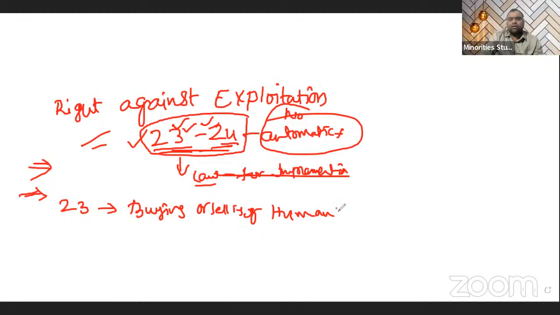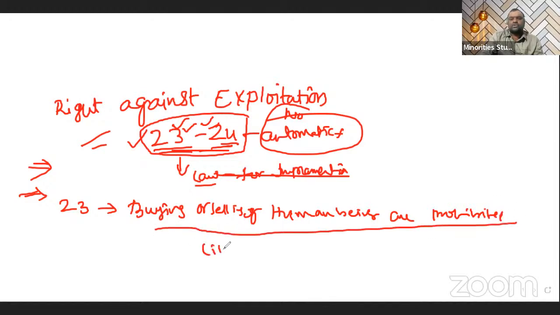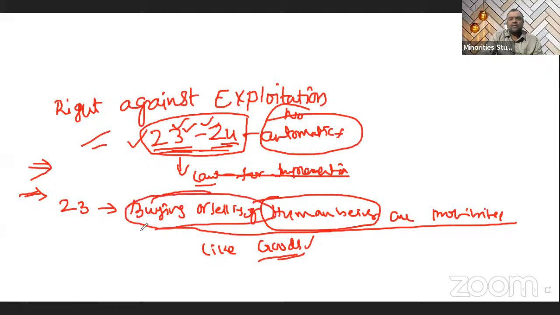So what does it mean? Prohibition of buying or selling any human beings like goods. This is called exploitation. Why are human beings bought or sold? Particularly when women are bought and sold, it is nothing but the flesh trade, nothing but prostitution. Many women are sold to agents, and to different persons, for prostitution. These are very important terms I'm using here.